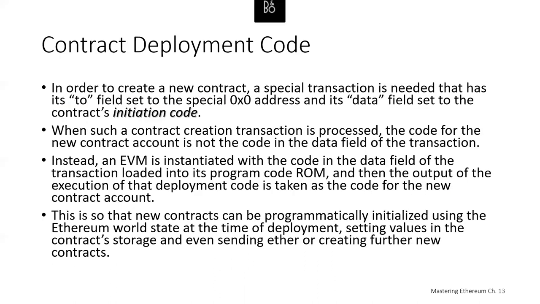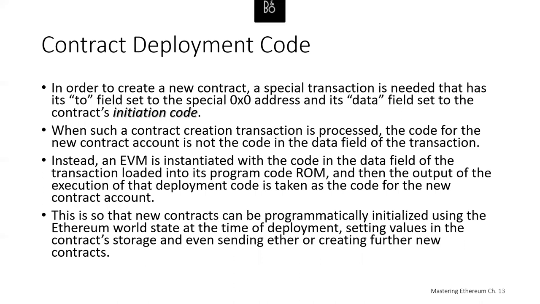Instead, what we're going to do now is talk about contract deployment code. There is an important but subtle difference between the code that's used when creating and deploying a new contract in the Ethereum platform and the code of the contract itself. In order to create a new contract, a special transaction is needed that has its to field set to the special zero address, and its data field is set to the contract's initiation code.